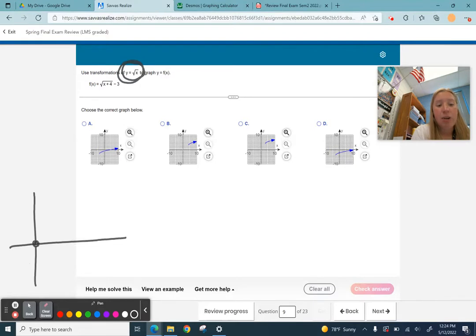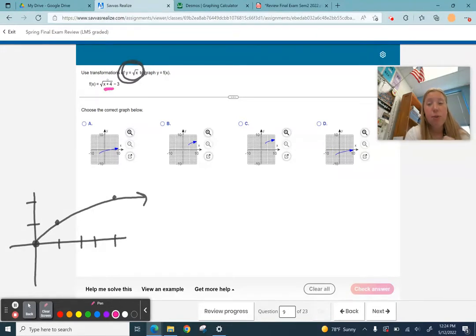And it starts at the origin, over 1, up 1, over 4, up 2, because the square root of 4 is 2. It looks something like this. Now, we could always use Desmos to graph this, but I will tell you all that you know how to do this.